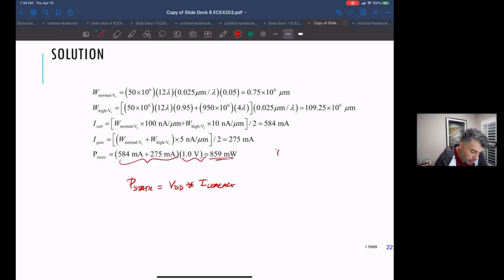If you remember from the P switching for the same example, I think it was 6.1 watts. So the active power consumption is still higher than the static, but static is still pretty significant. That might be like 15, 20% of the active, and it really sets a limit to things like sleep modes.